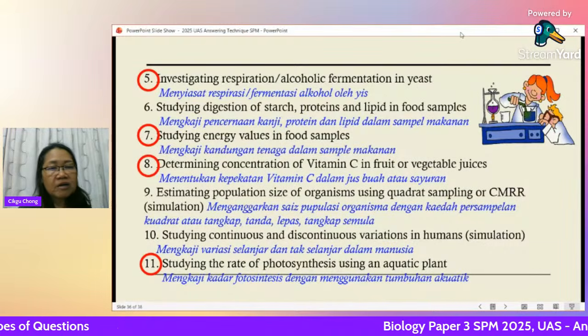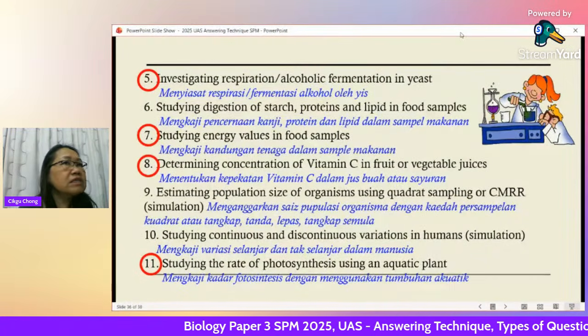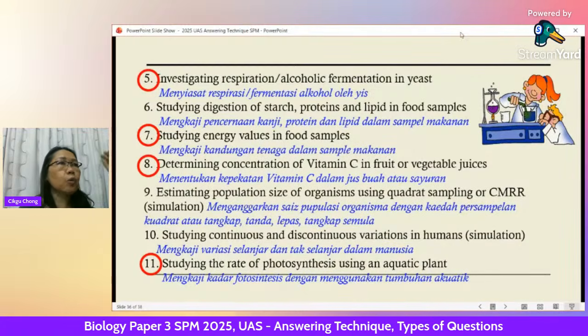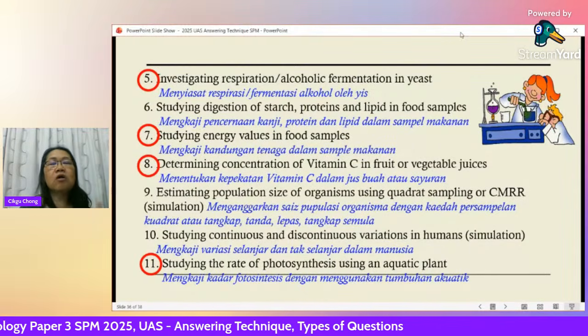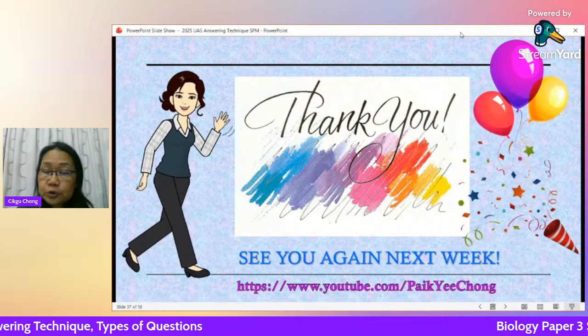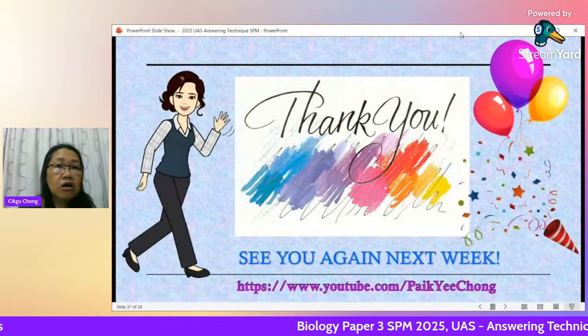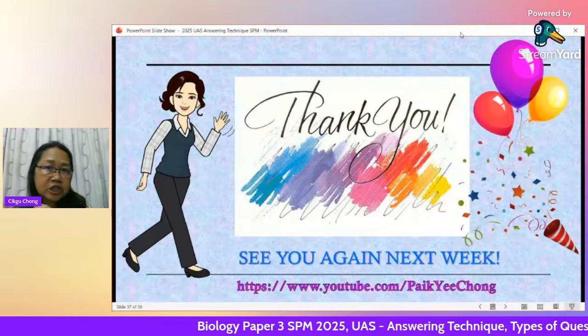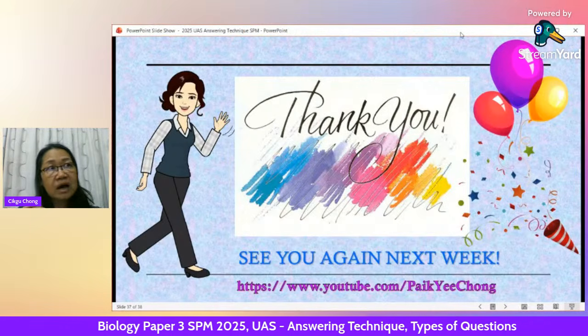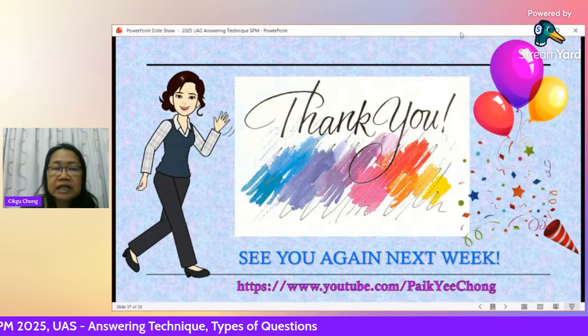Just read. What I've shared with you today is all the steps on how to answer when these constructs come out, all the 11 types of questions. So I will see you next week, hopefully, where I have specific examples of defining operationally, where you will see how to get your answer based on the experiment.